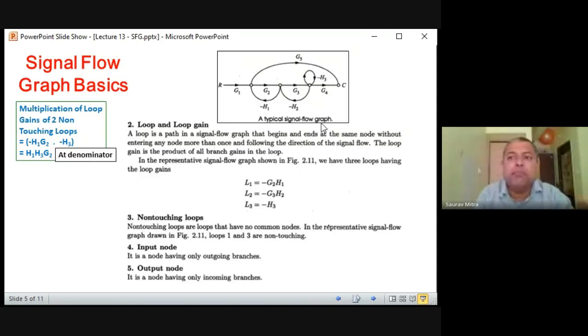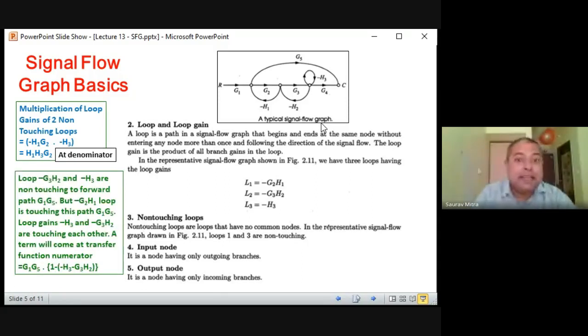But in this numerical, there is only one pair, meaning two loops. Okay, one pair of non-touching loops, that is L1 and L3, multiply their gain, and this will be used in the transfer function. Then the most important thing, which students cannot understand. Okay, and it is not difficult, but it is only an observation. Check this forward path, G1, G2, G3, G4, it is touching all the loops. So first, how many loops are there? L1, L2 and L3. And you are finding that this forward path G1, G2, G3, G4 is touching all the loops. So no problem.